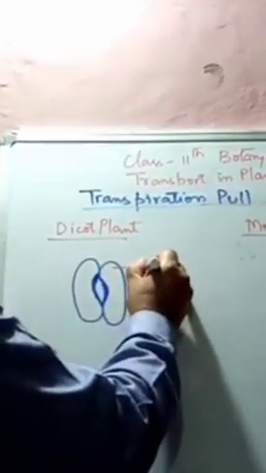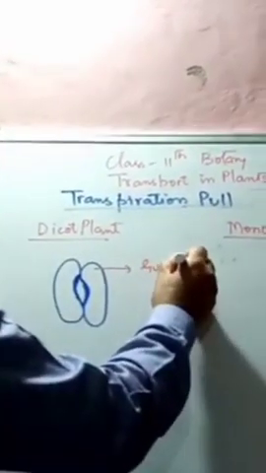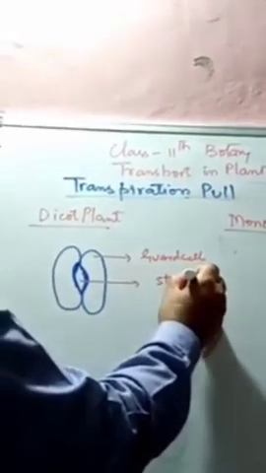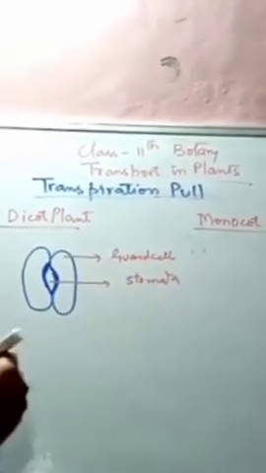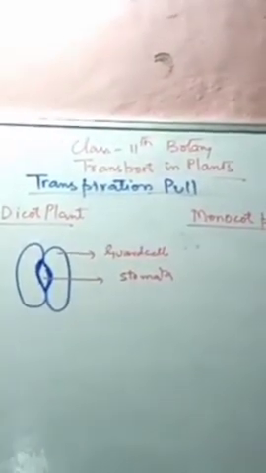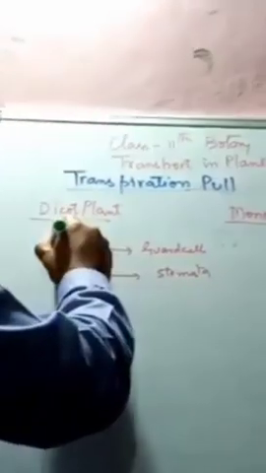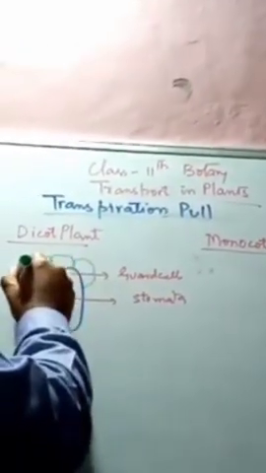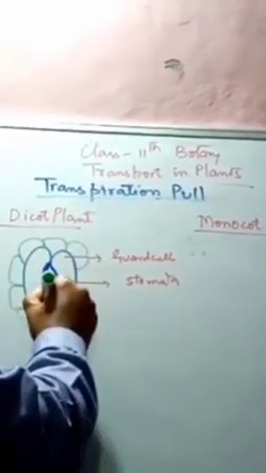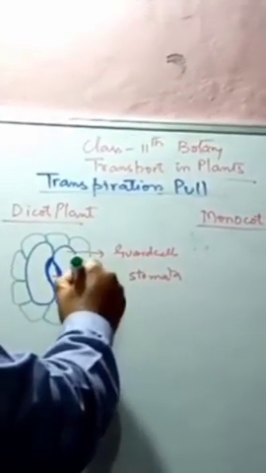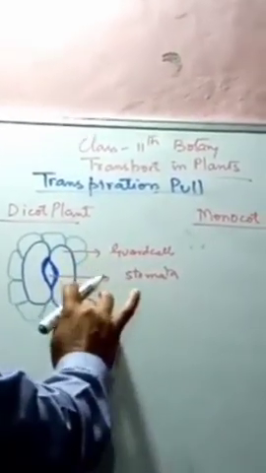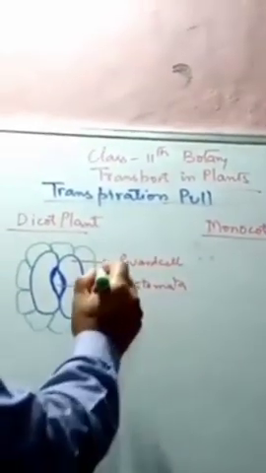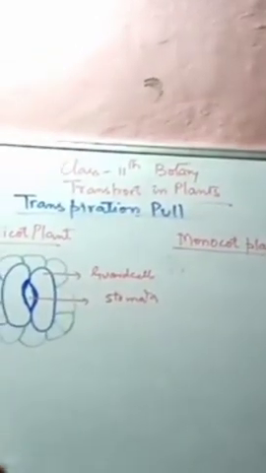These are guard cells. This is the stomata. And these guard cells are surrounded by the subsidiary cells. These are subsidiary cells.